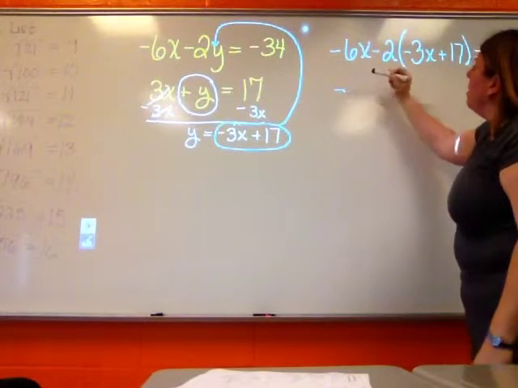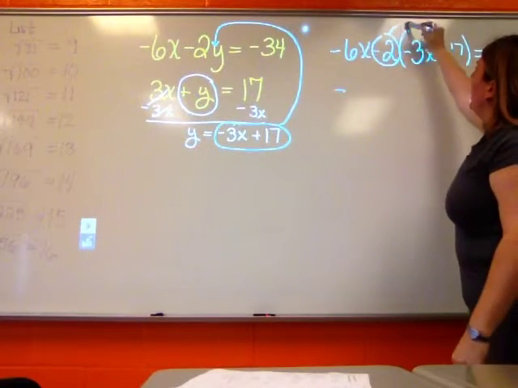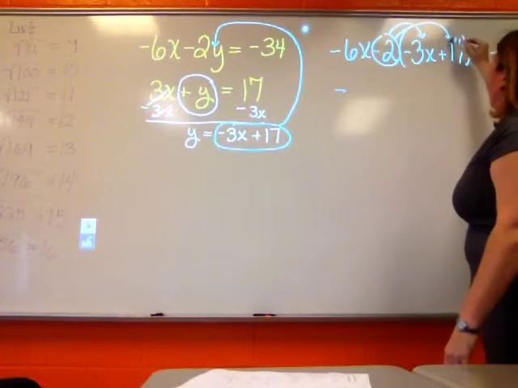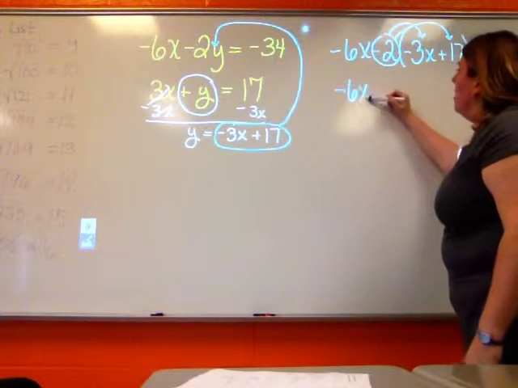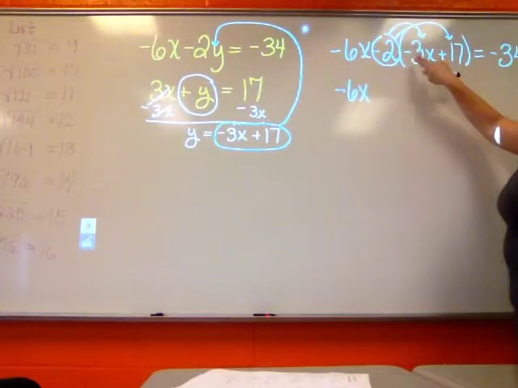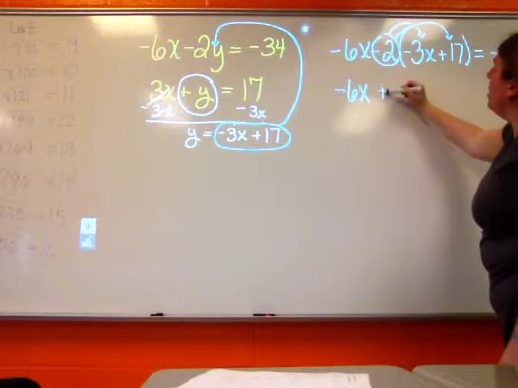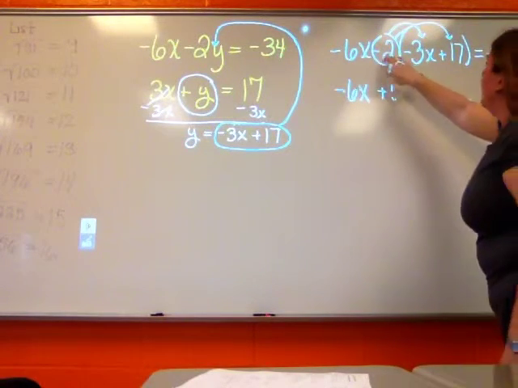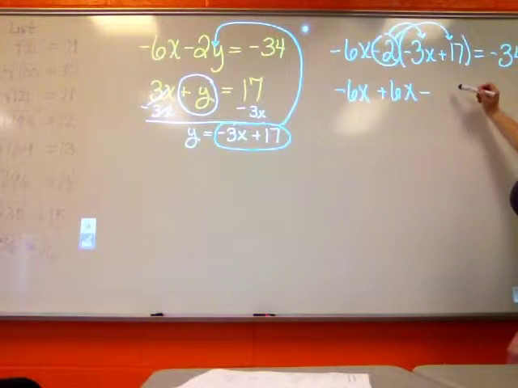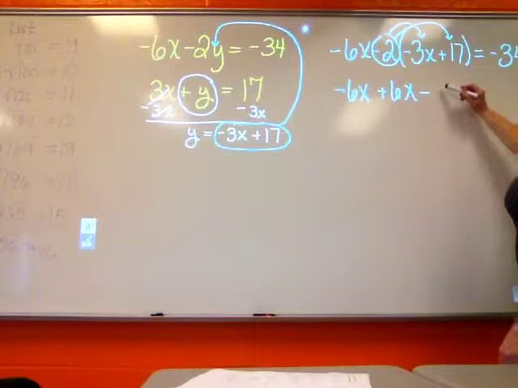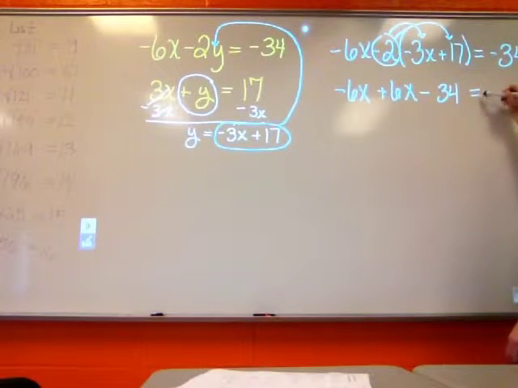So now I've got my negative 2 that needs to be distributed and multiplied to everything in there. So I keep my negative 6x, and negative 2 times negative 3 is a positive 6x, and negative 2 times a positive 17 is a negative 34. And that's going to equal negative 34. Okay? So now I've got to start simplifying.